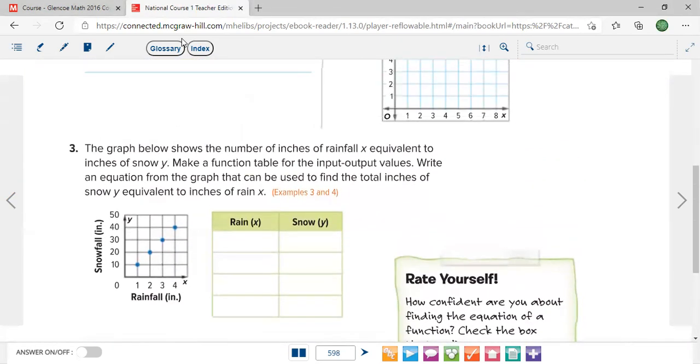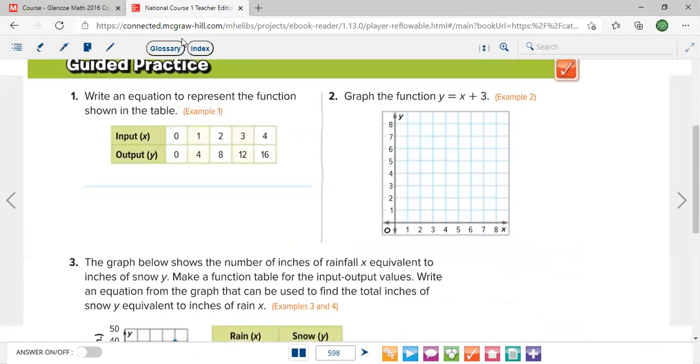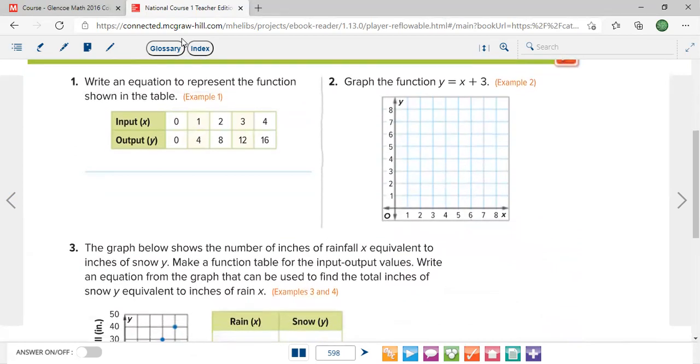We have problems 1, 2, and 3 to solve in the independent practice. Problem number 1, write an equation to represent the function shown in the table. How does 0 become 0, 1 become 4, 2 become 8, 3 become 12, and 4 become 16? So it's multiplied by 4. So simply y equals 4x.